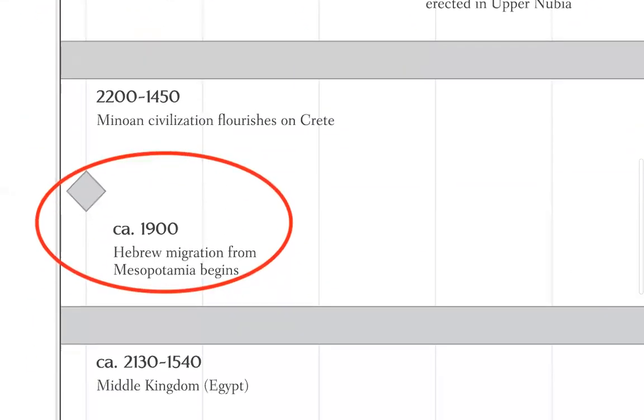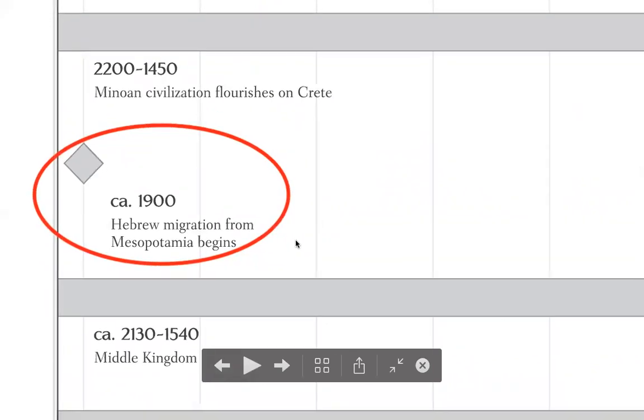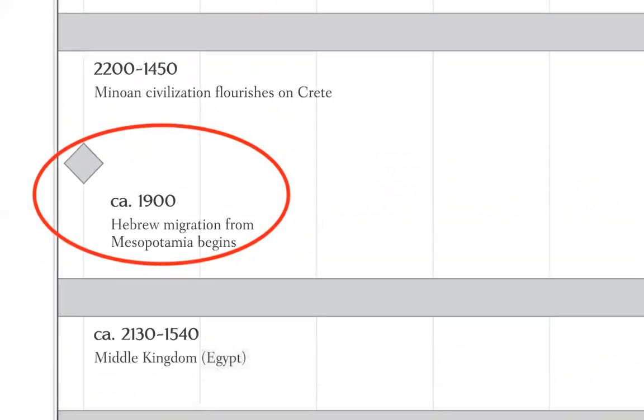And down here, at the same time, circa 1900, Hebrew migration from Mesopotamia begins. So the Hebrews, otherwise known as Jews, begin to migrate from the same area or region of, present day, say, Kuwait, lower southeastern Iraq, in between the Tigris and Euphrates River, eventually westward to what is present day Israel.